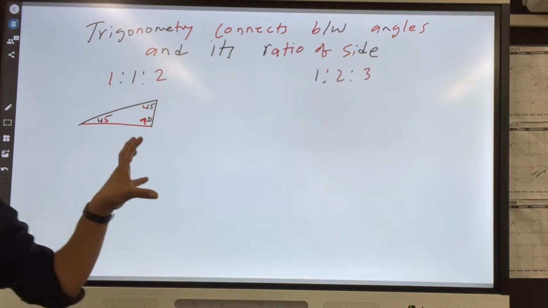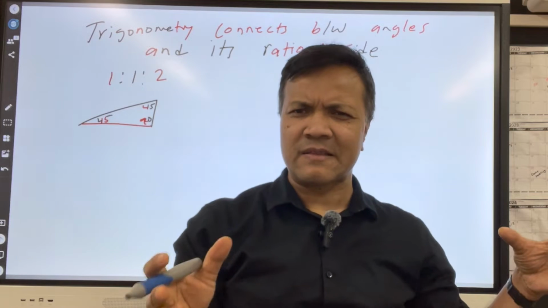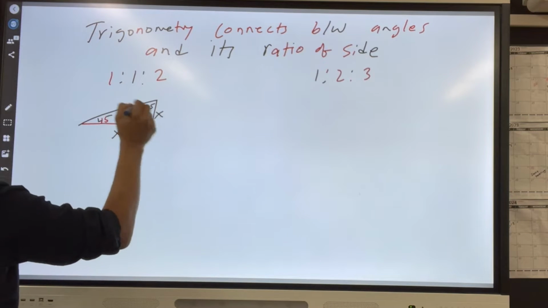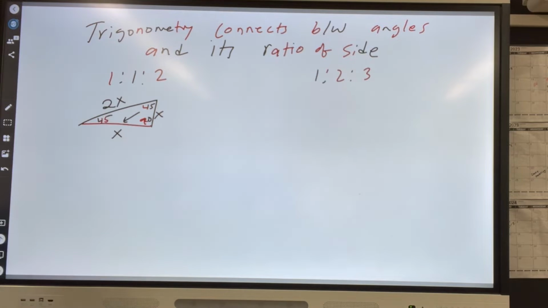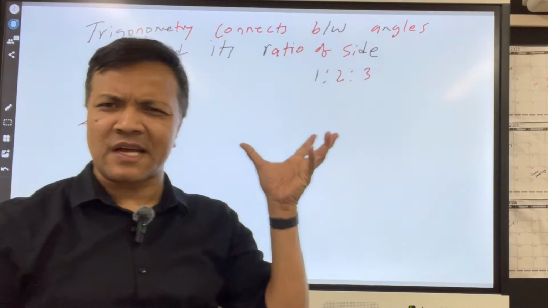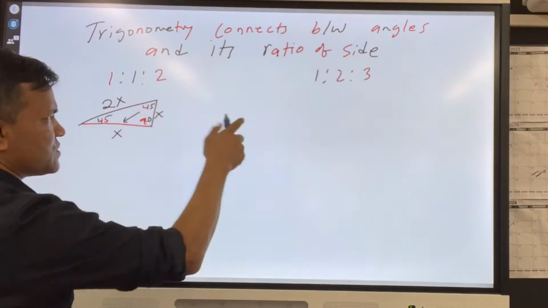But trigonometry is also the study of the connection between angles and their three sides. So what about this side? This side is x, this side is x, and this side is of course 2x, because it is the longest one. So this is what trigonometry allows us to do: make the connection between three angles and three sides. We did that. Now let's do this one.